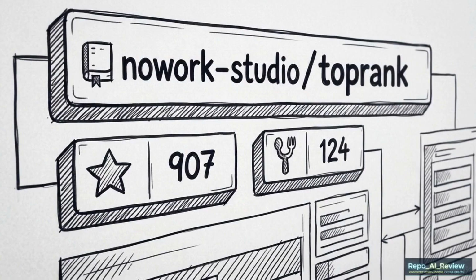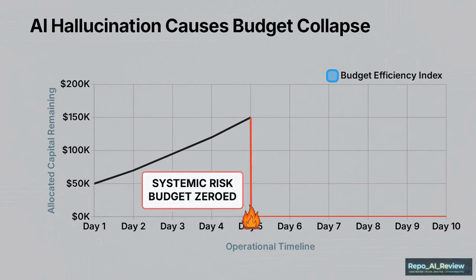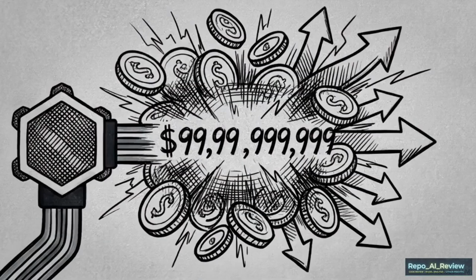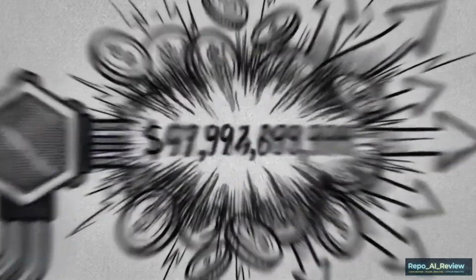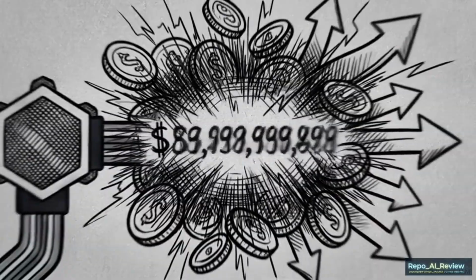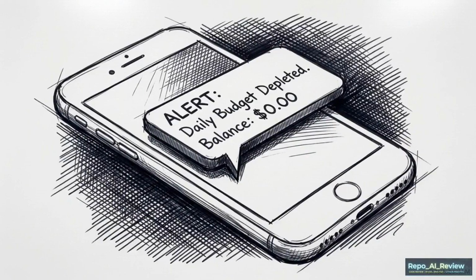The project has already seen significant validation from the developer community. On GitHub, the repo currently has 907 stars and 124 forks. However, removing human oversight from financial channels introduces a severe systemic risk. If the model hallucinates while managing a live budget, the financial consequences are immediate. Without the guardrails of a traditional GUI, a single hallucination could drain a daily budget in minutes.